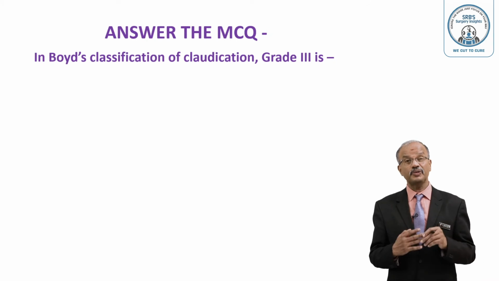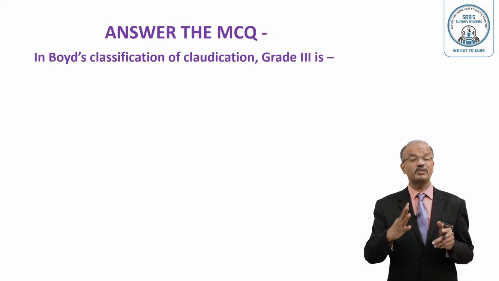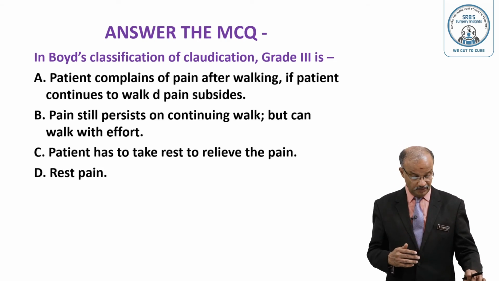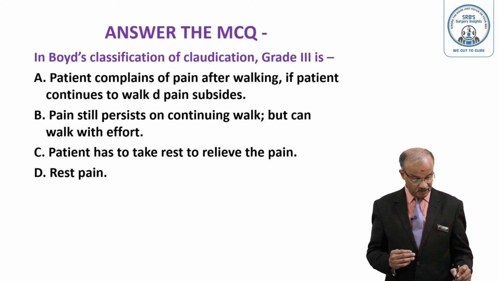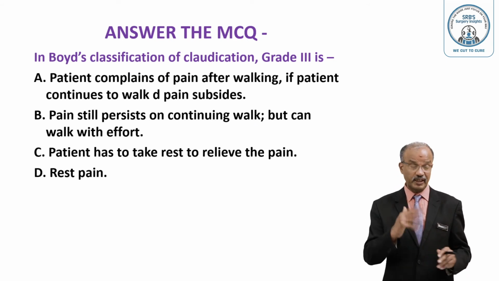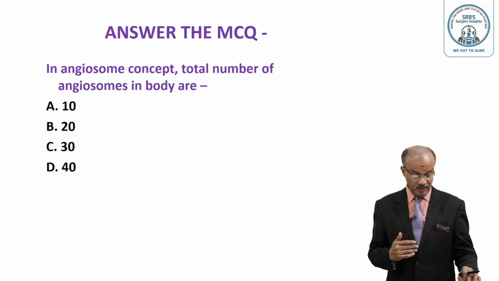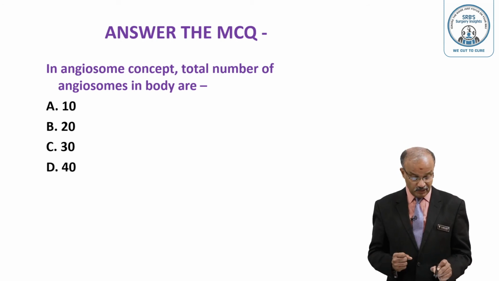So answer the MCQ. Please answer the MCQ, put it in the comment box. I will acknowledge your answers and give a proper explanation. In Boyd's classification, grade 3 is A, B, C, D. Please go through this, put the right answer and seek explanation from me. Again, another question, a commonly asked MCQ: in the angiosome concept, total number of angiosomes in the body are 10, 20, 30, 40.